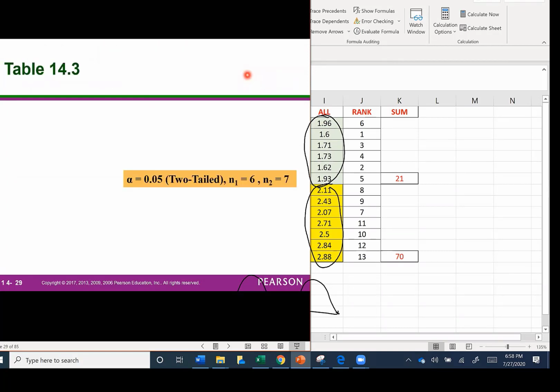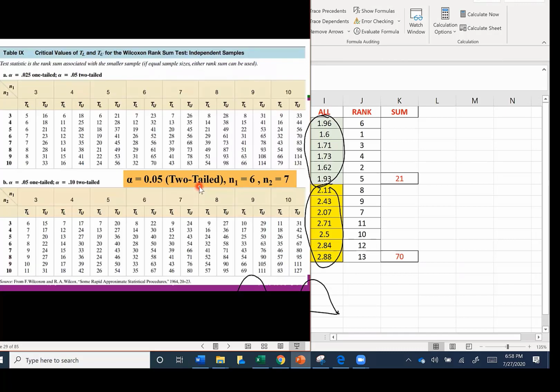Which table do we have to use? This is a two-tailed table, alpha is 0.05, n1 is 6, and n2 is 7. We need to select the table for alpha 0.05 two-tailed. We have alpha 0.05 two-tailed and alpha 0.10 two-tailed. Here we have 0.05 for only one tail. We have only two tables for this kind of problem, so we have to select this one.